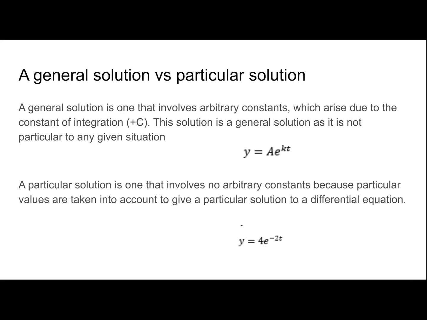A particular solution example is y equals 4 times e to the power of negative 2t. In this case, we have y in terms of t, and we have no arbitrary constants. y is directly related to t, and therefore, this is a particular solution.